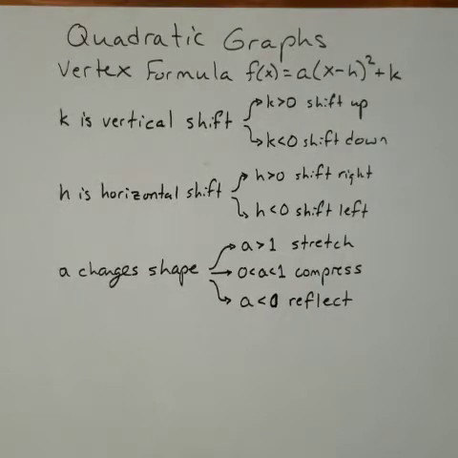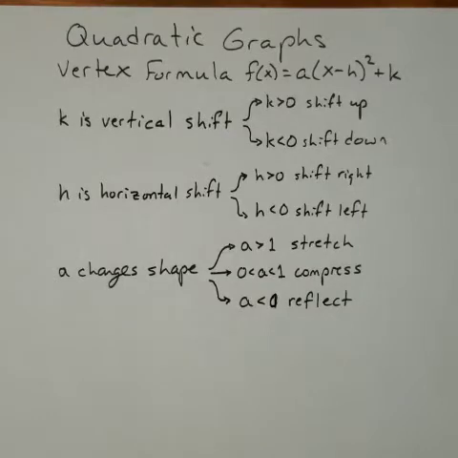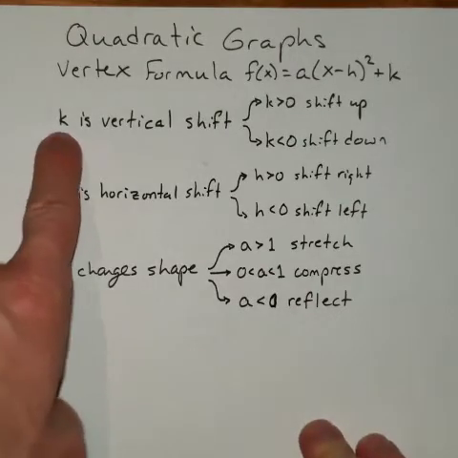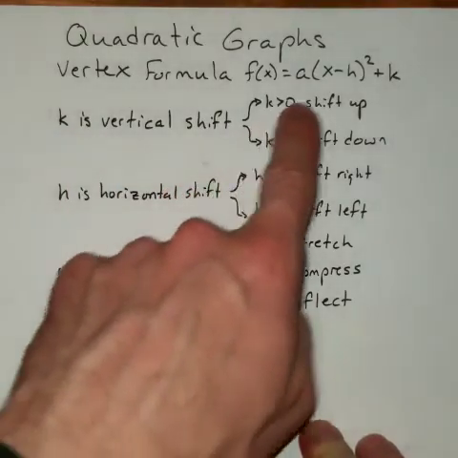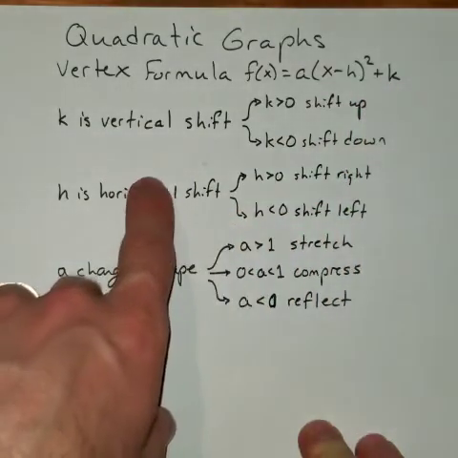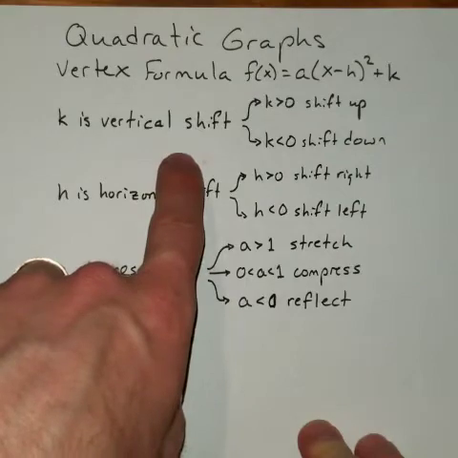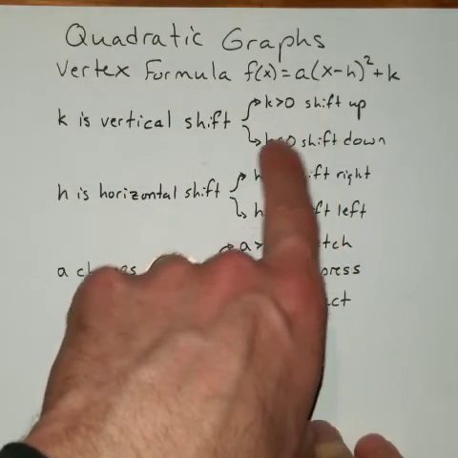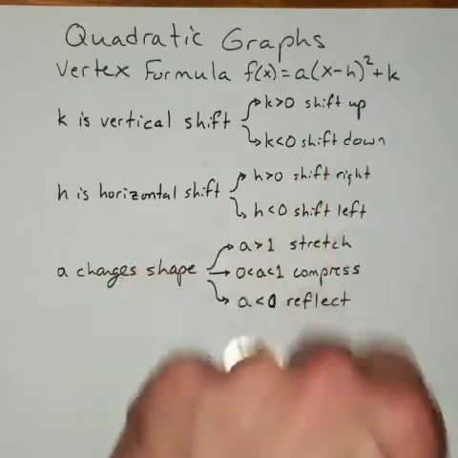All right, I just want to summarize the different transformations that we've just discussed. Basically, when we put these three different transformations all together, k being the vertical shift, k being the number added or subtracted to the square. When k is positive, you get a shift up. When k is negative, you get a shift down.